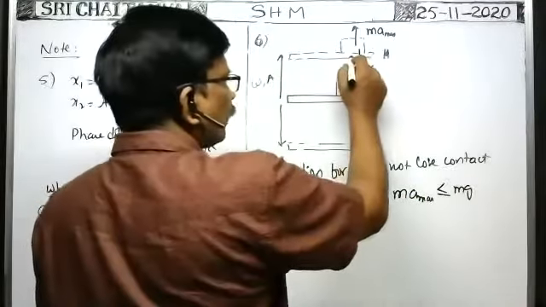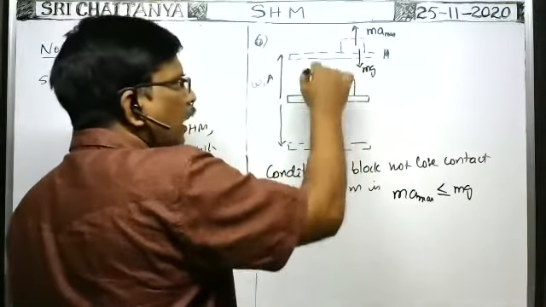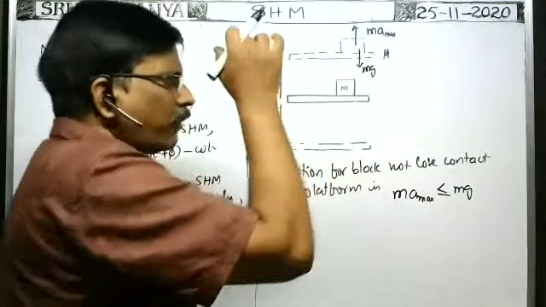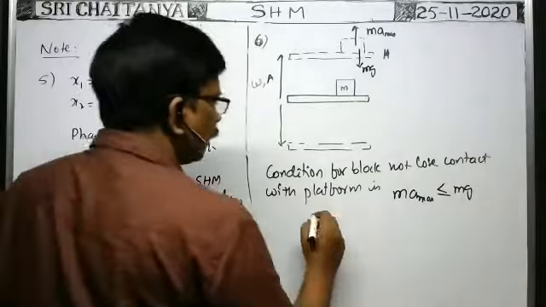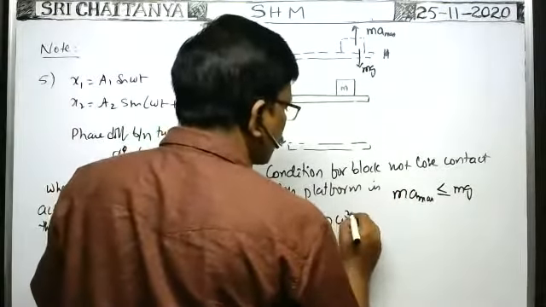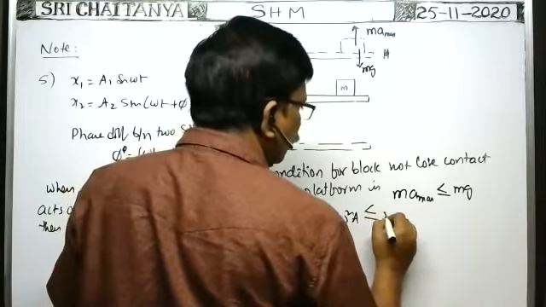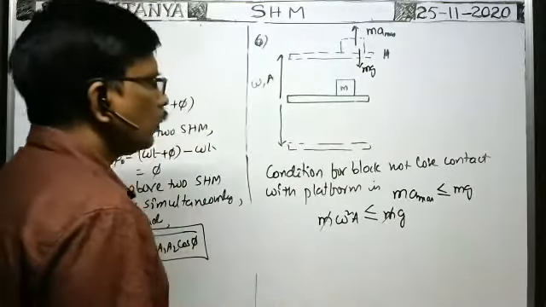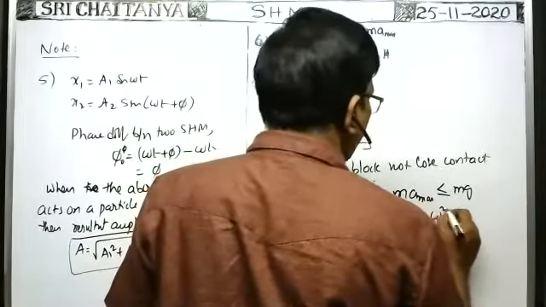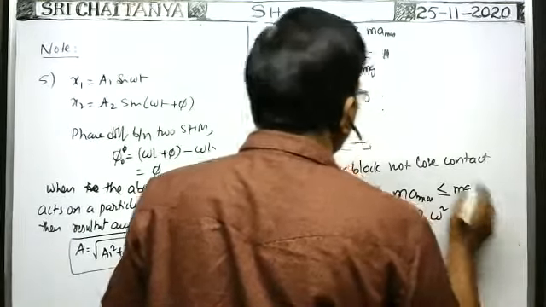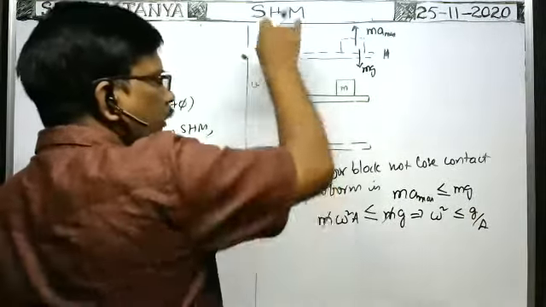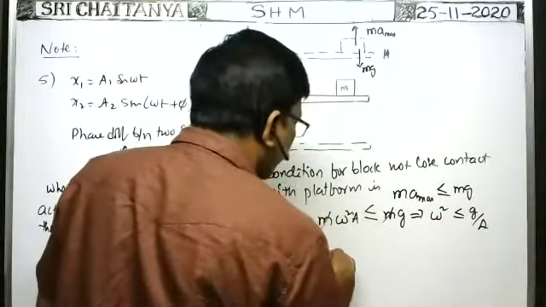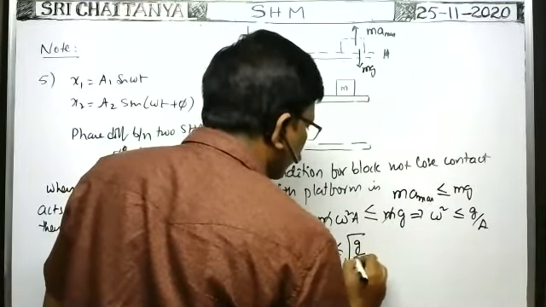What is the maximum acceleration? Whenever a body executing simple harmonic oscillations reaches the extreme position, the platform or body experiences maximum acceleration, that is omega square a. Therefore m into a max, meaning m omega square a, is less than or equal to m into g. The m cancels. So omega square is less than or equal to g by a. Suppose the amplitude is fixed and only the angular frequency is changing, then omega square is less than or equal to g by a, or omega is less than or equal to root g by a.